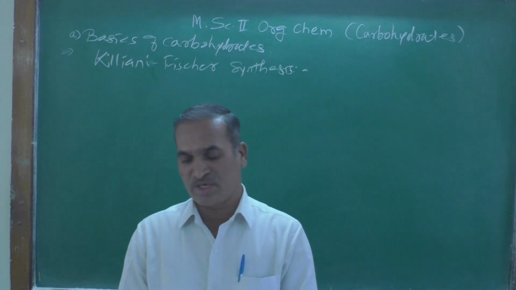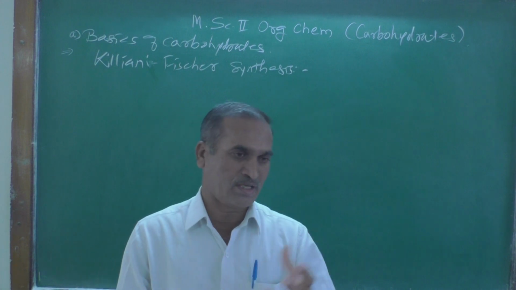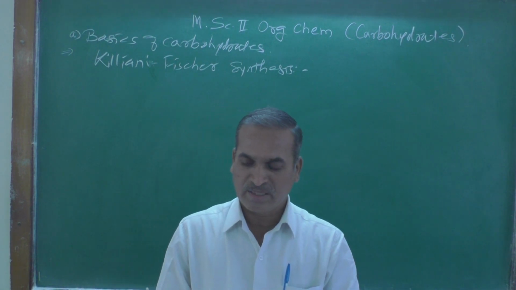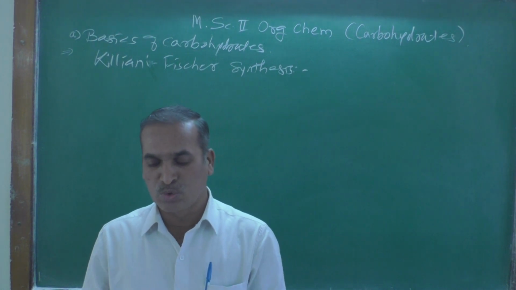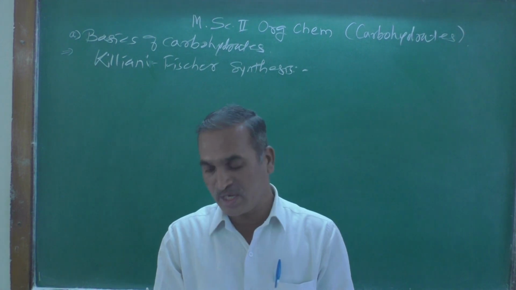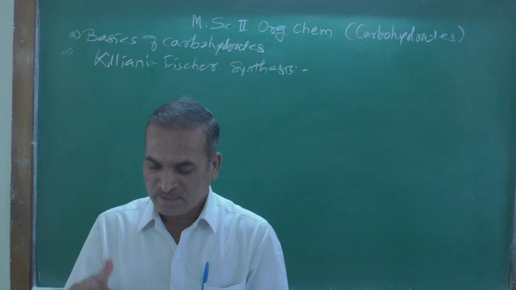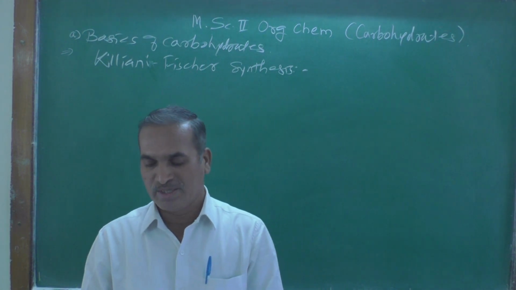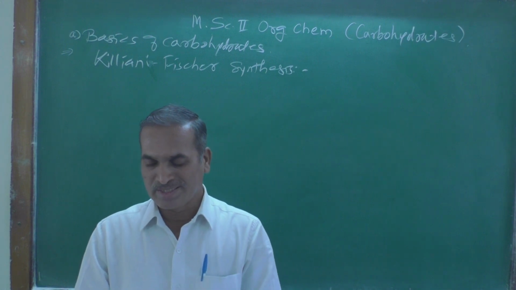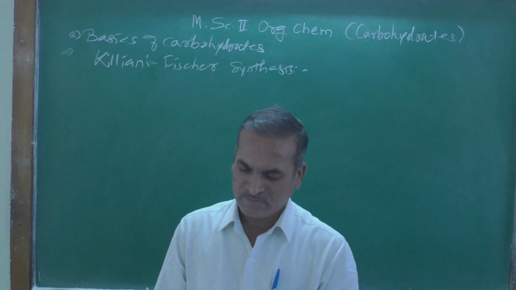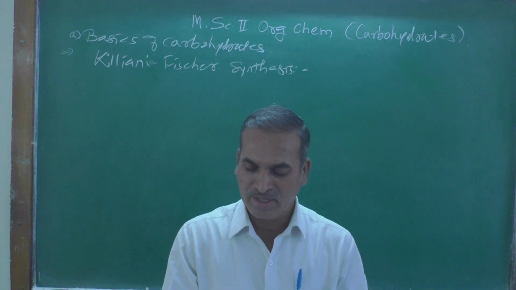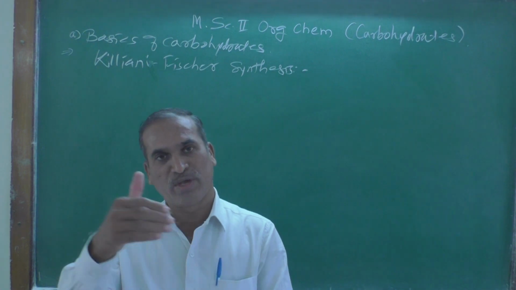Now, the Kiliani-Fischer synthesis is the classical method of increasing one carbon atom in an aldose sugar. Classical means it is a very authentic method. Consider the formation of a tetrose sugar from the triose glyceraldehyde by this method, which involves the following steps.